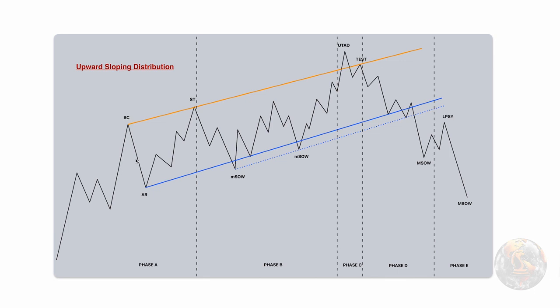Same principle, your buying climax, your automatic reaction, your ST, and then you have a minor show of weakness. This is important. Now this doesn't become clear until phase C, and that's the point. Remember, we don't trade in phase B, but after price forms through here and goes up for a UTAD, once it makes this high and comes back inside, you should have a line drawn across your buying climax and ST for a nice channel.